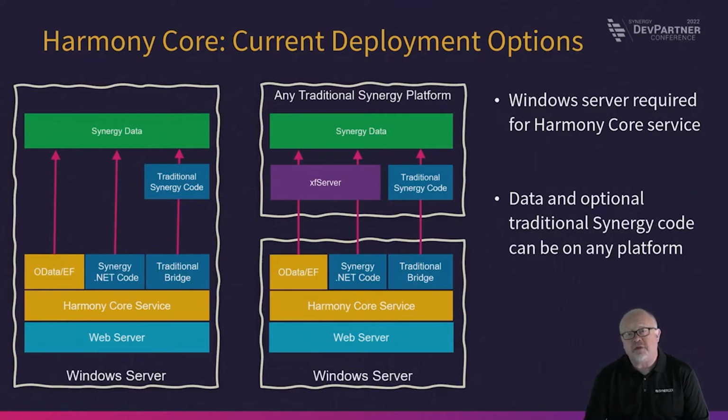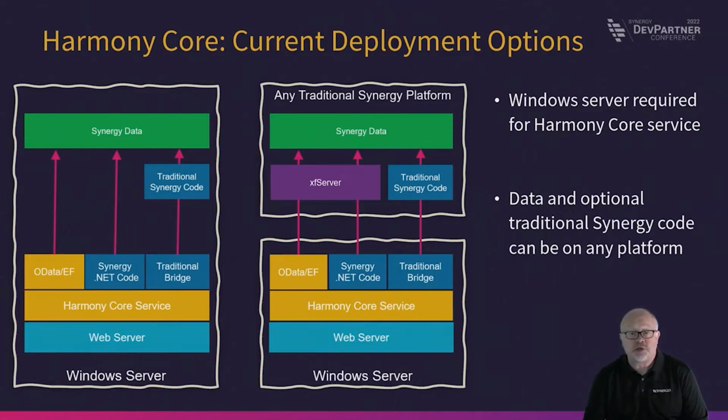The diagram on the left shows a single system configuration that could be used if the application's code and data are all on Windows. All data access is local, and if traditional bridge is used to access the application's traditional Synergy business logic, the JSON RPC messages are sent via standard in and standard out. This configuration allows for optimal performance because all of the code and data reside on the same system.